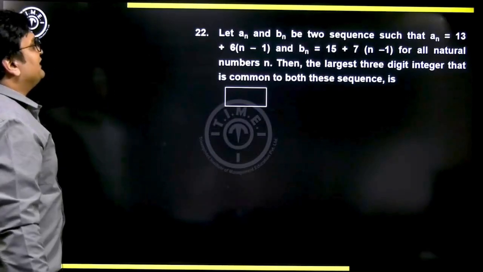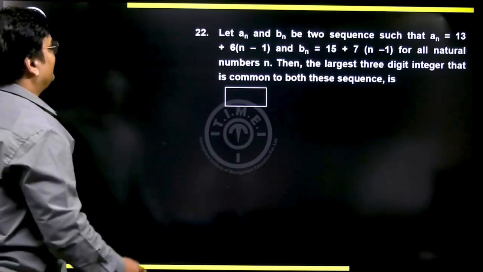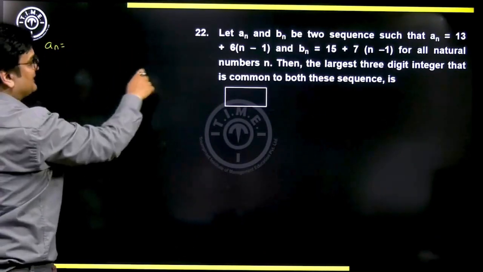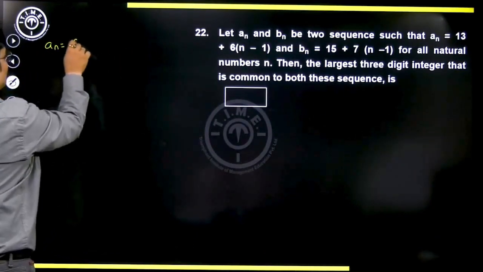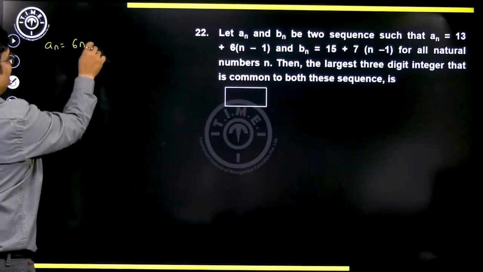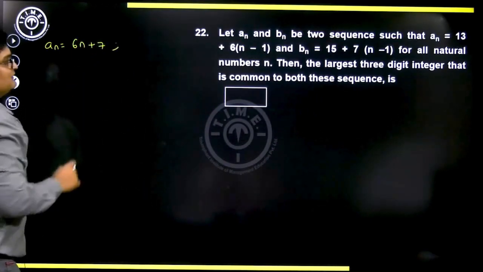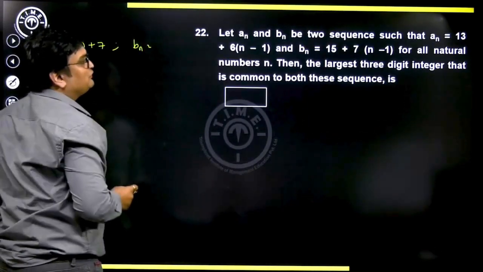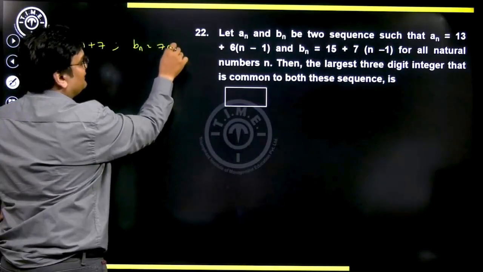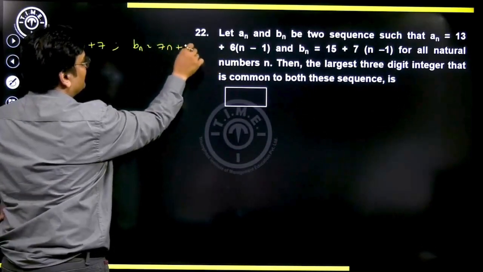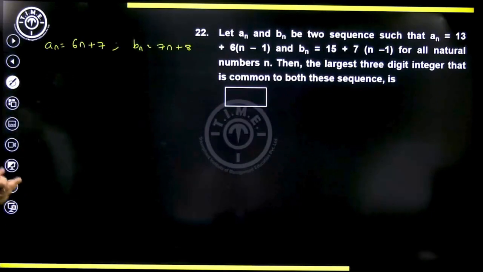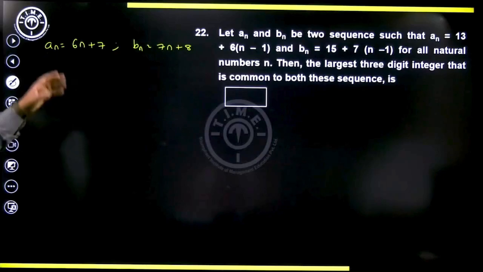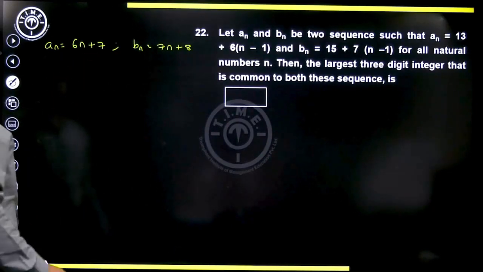Let AN and BN be two sequences such that AN is equal to 13 plus 6 into n minus 1. So when I open the brackets here, it's 6n minus 6 plus 13, which gives you 6n plus 7. And BN is 15 plus 7 into n minus 1, so 7 into n, 7n, minus 7 plus 15, which is 7n plus 8, for all natural numbers n. Then the largest 3-digit number that is common to both these sequences.